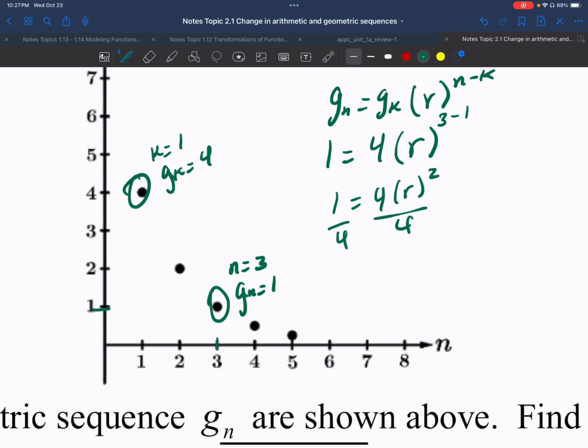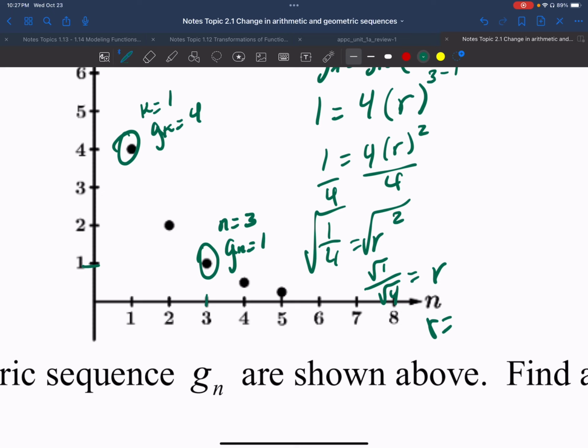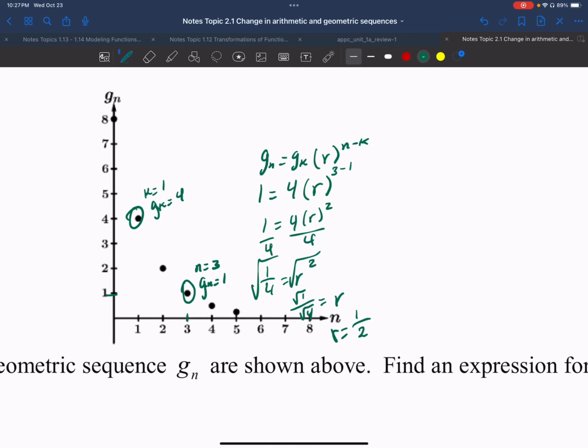Divide both sides by 4. I get 1/4 equals r squared. Take the square root on both sides. When you take the square root of a fraction, take the square root of the numerator and the square root of the denominator. In this case, it's going to be r equals, the square root of 1 is 1, the square root of 4 is 2. So r equals 1/2. So now I know that g of n is equal to 4 times 1/2 to the power of n minus 1.